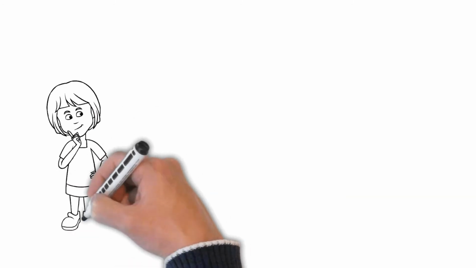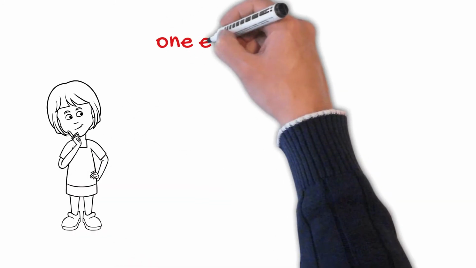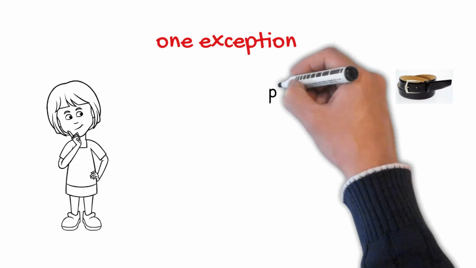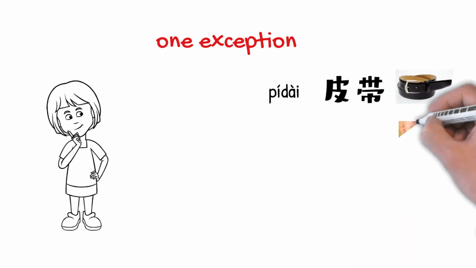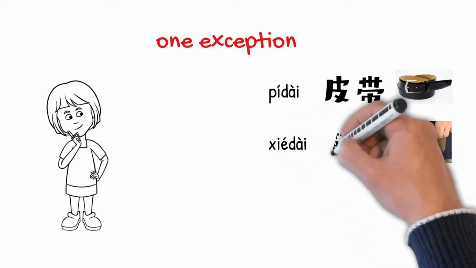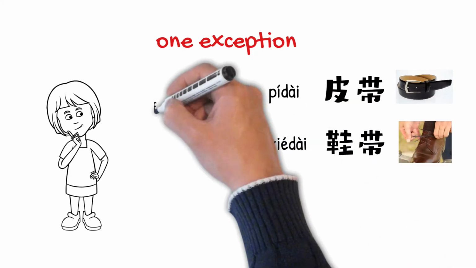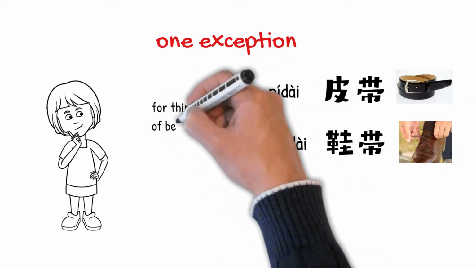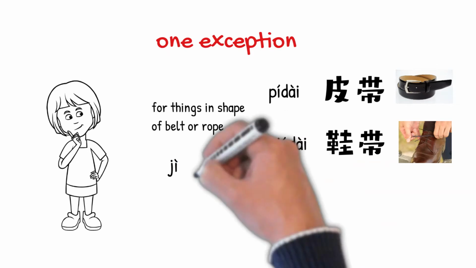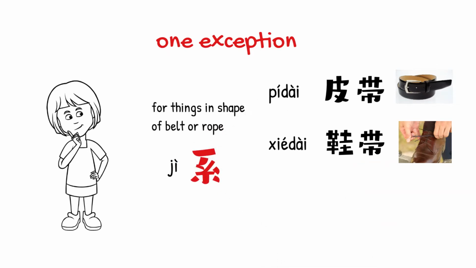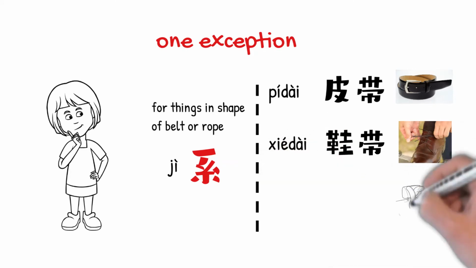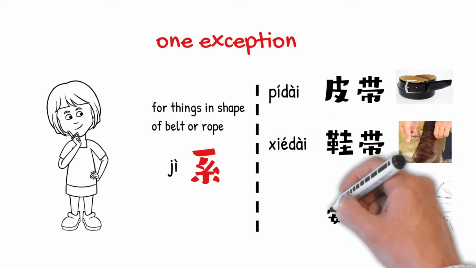We are about to finish, but we still have one exception. This is belt, 皮带. This is shoelace, 鞋带. Actually, for things in the shape of a belt or rope, we use this Chinese verb, 系. And it's quite similar: we also use 系 to match 安全带.